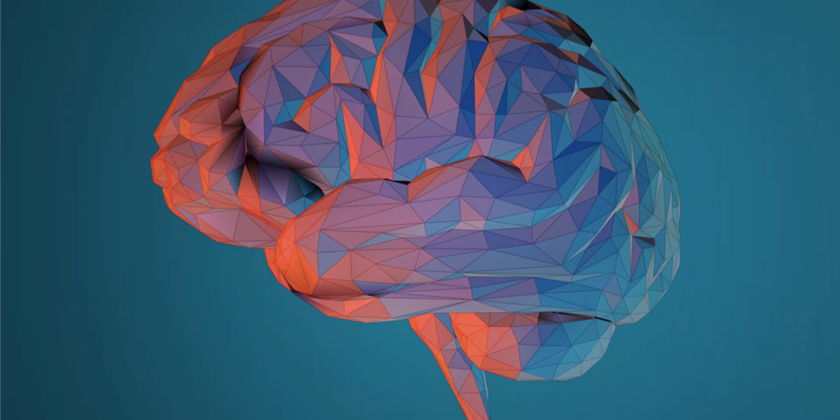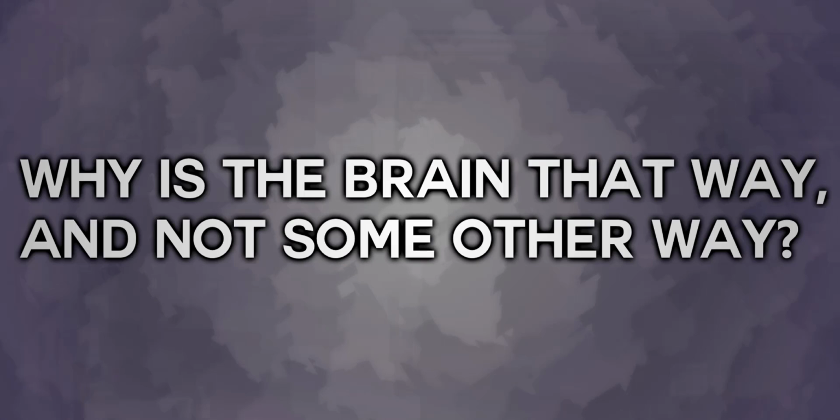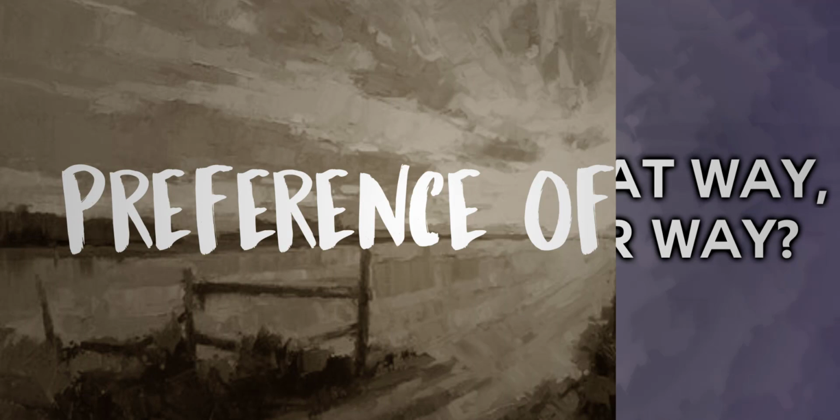I could do the research and find out why specifically my brain likes one over the other, but it all leads back to the why game. The why game is basically when you just keep asking why. Let's say I found out. Well, from there you could just ask, why is the brain that way and not some other way? Aesthetic really comes down to preference of art.